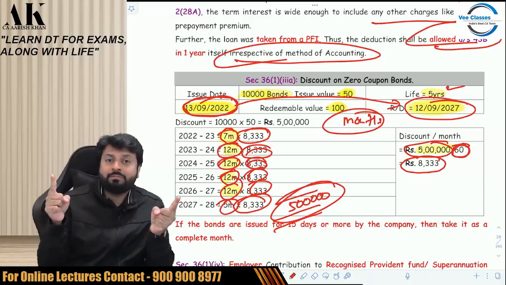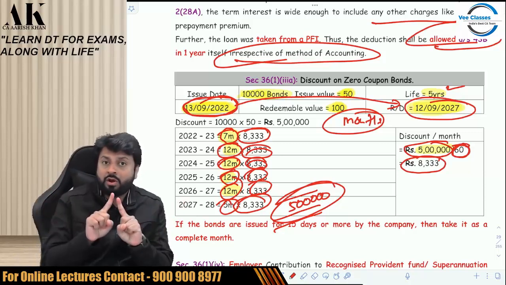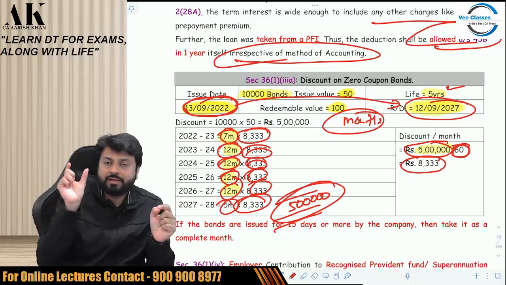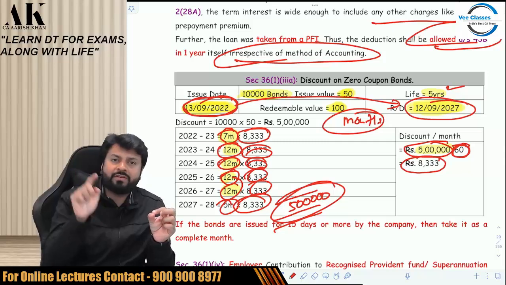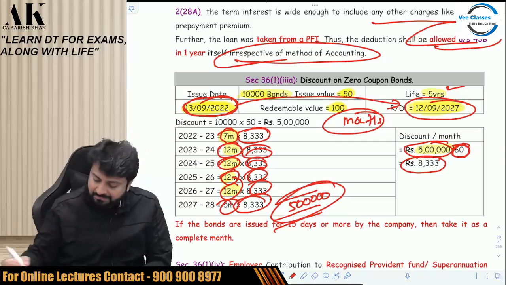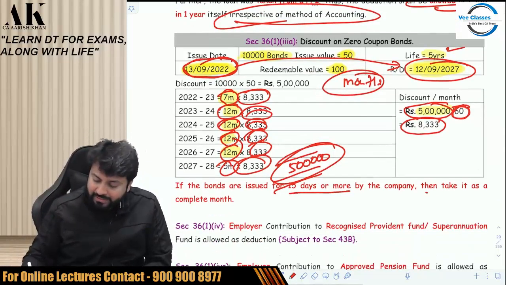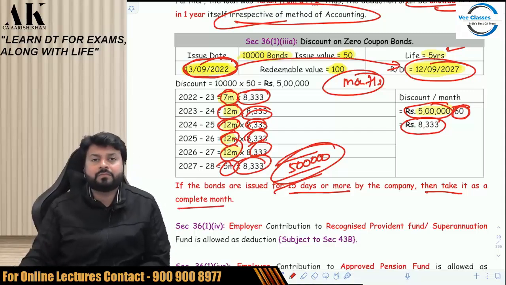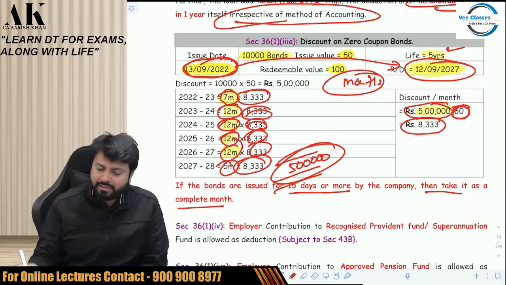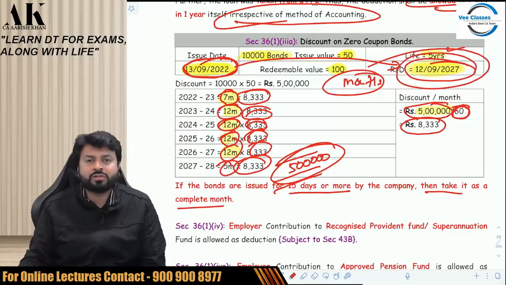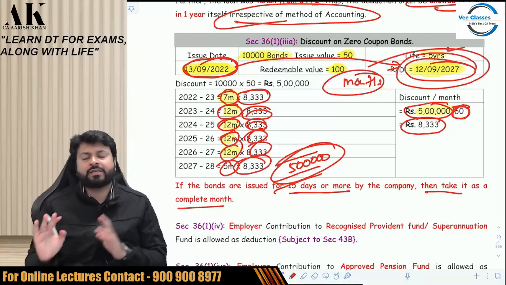So the catch over here is, when you pick up the issue date and the redeemable date, you have to count the number of months between the two and not the number of years. The total discount will be divided by the number of months and not the number of years. If it is for 15 days or more, then take it as a complete month. If it is for less than 15 days, then ignore that month, the way we have ignored September 2027. I hope it is clear to all of you.